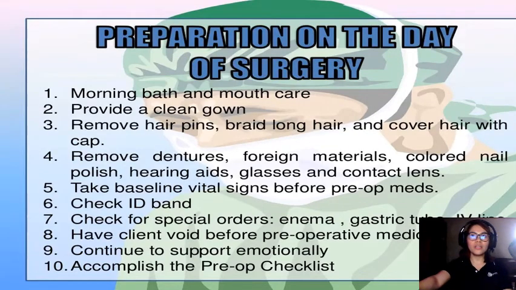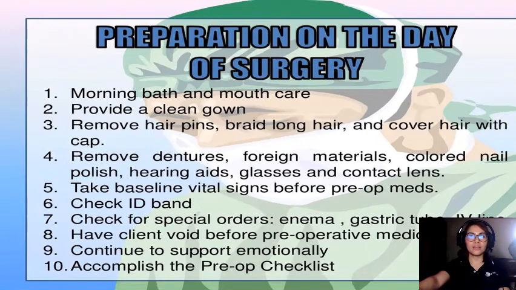Preparation on the day of the surgery. First and foremost, you need to provide bath and mouth care to your patient. Instruct them, if they can do it themselves, to take a bath and brush their teeth as well. Then provide a clean gown. Remove hairpins, instruct them to braid long hair if they can, and cover the hair with a cap. Next is to remove the dentures, foreign materials, colored nail polish, hearing aids, glasses, and contact lenses.